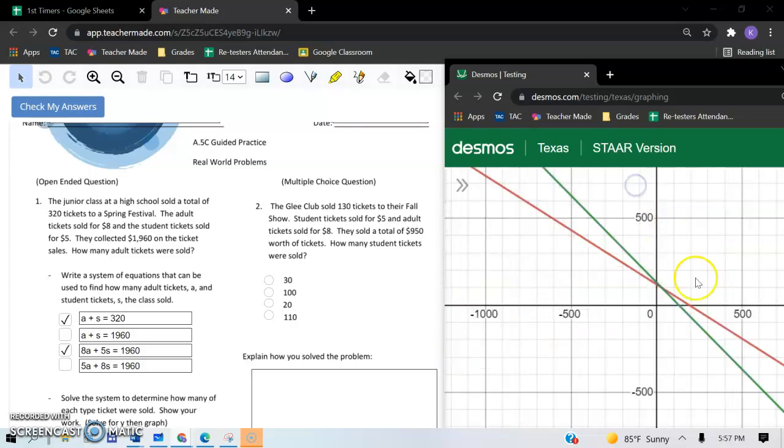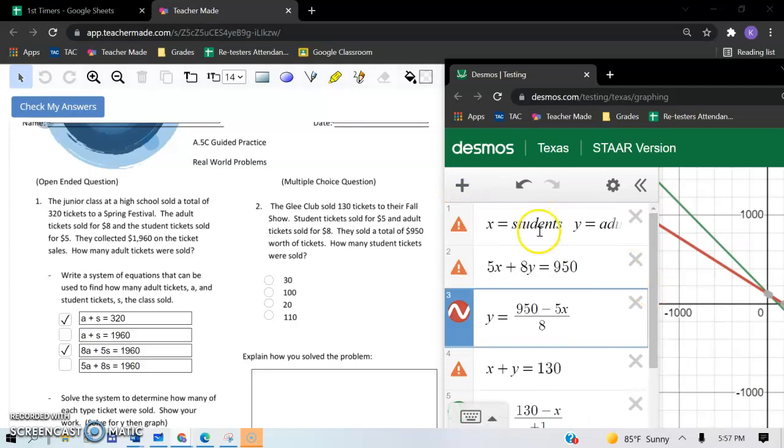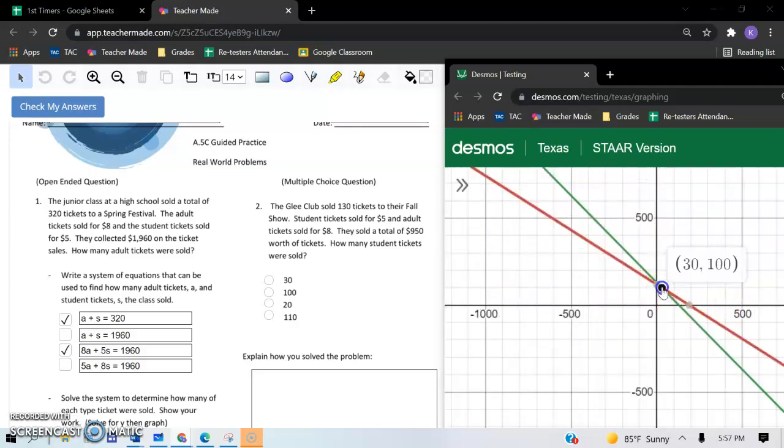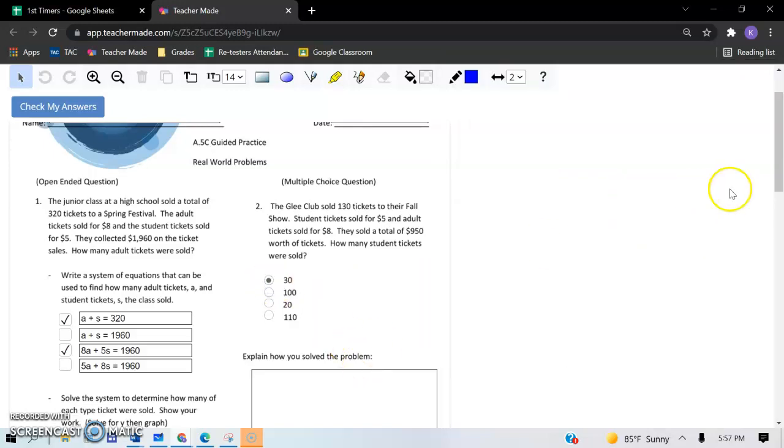And I have both of my lines here, and this right here is the answer. The question is asking how many student tickets were sold. If you go up here, students are x's. So if I go here again, which one is my x value? 30, and this one is my answer.